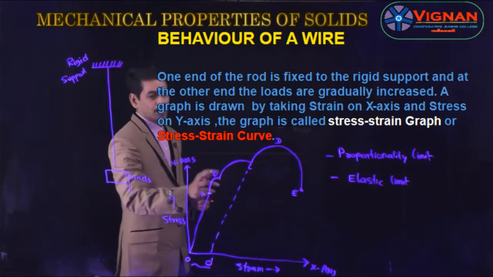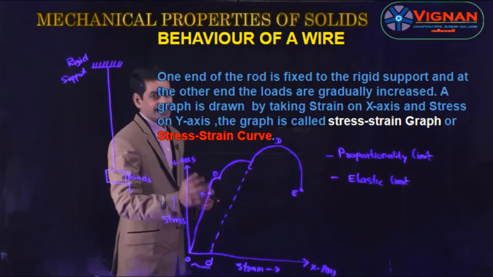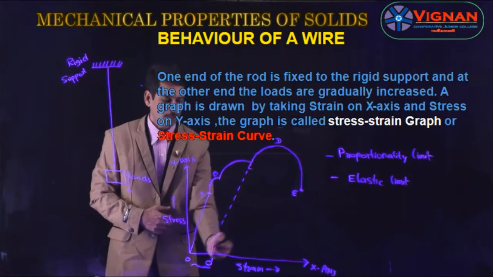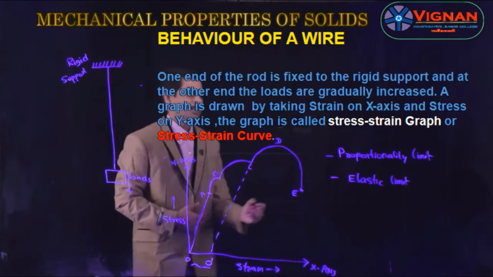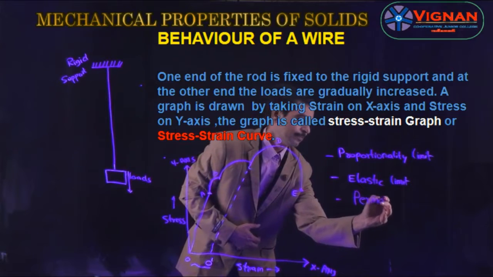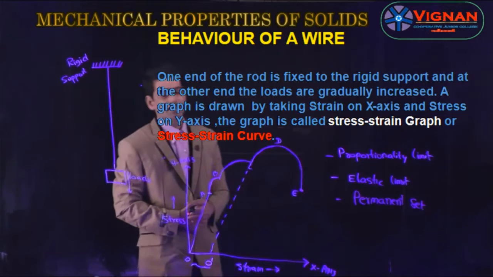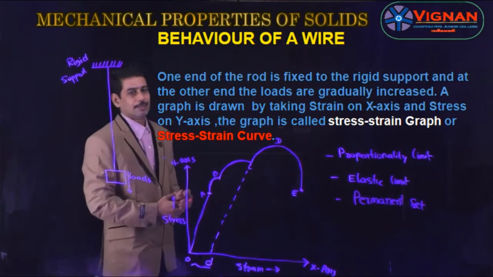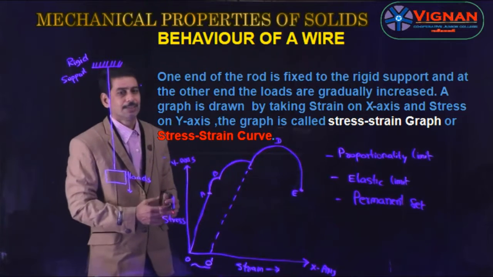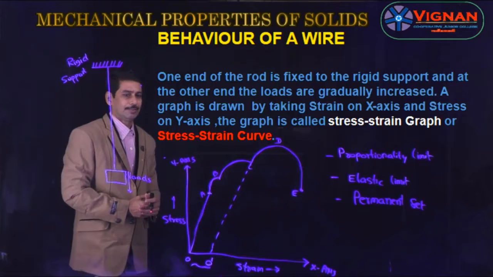Beyond the point B, if we increase the strain, the stress also increases, but the wire does not have elastic nature, because it comes to some other point. That means the point C is called the permanent set. So what is permanent set? Whenever the loads are added, the wire does not have elastic nature. That means there is a permanent increase in the length of the wire, which is called the permanent set.